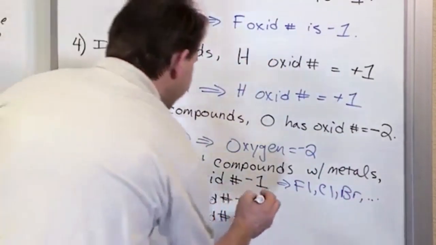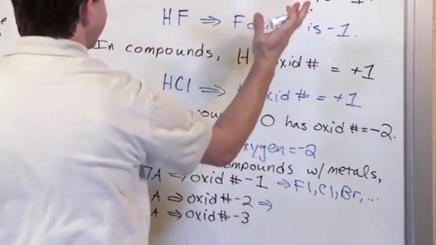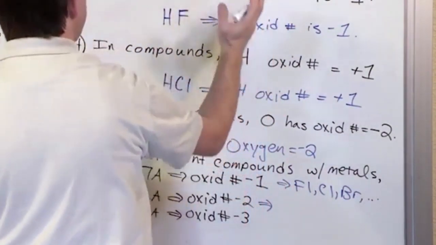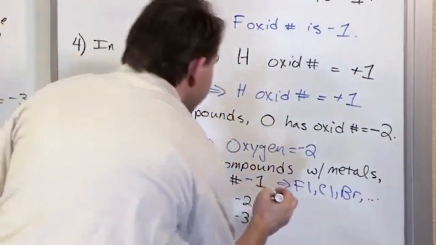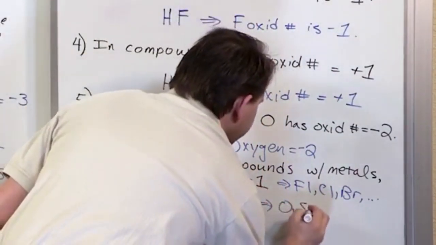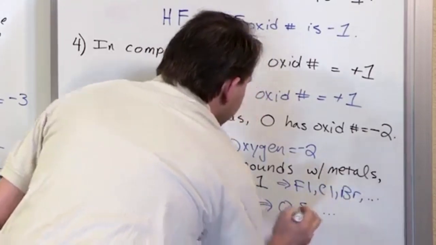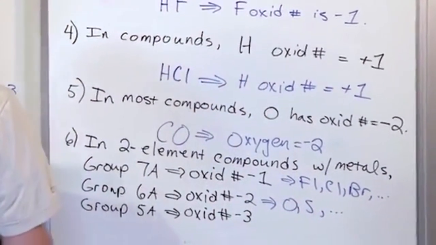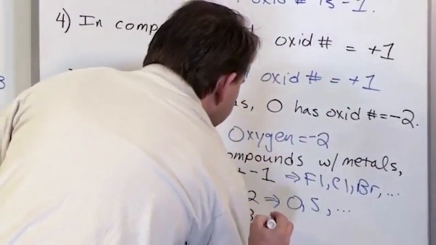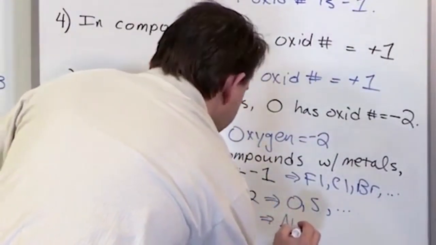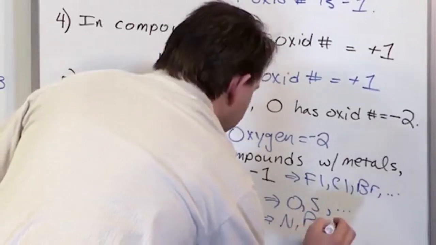Group 6A, that's not the column right next to the noble gases, but the one over just to the left. That's oxygen, sulfur, and so on. And group 5A would be things like nitrogen, phosphorus, arsenic, and so on.